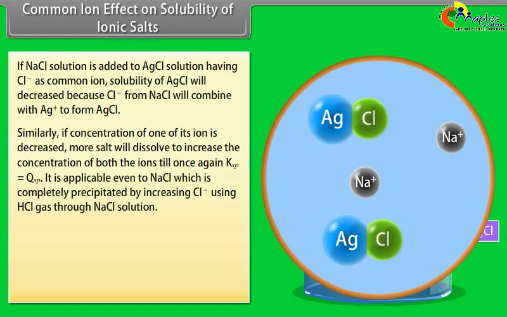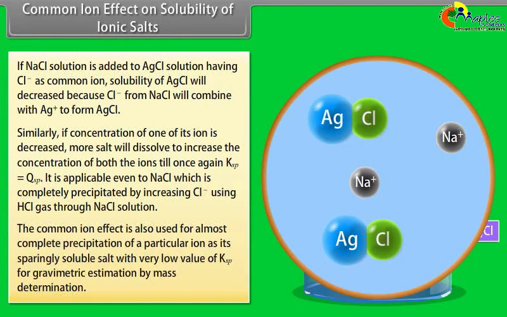It is applicable even to NaCl, which is completely precipitated by increasing Cl- using HCl gas through NaCl solution. The common ion effect is also used for almost complete precipitation of a particular ion as its sparingly soluble salt with a very low value of Ksp for gravimetric estimation by mass determination.